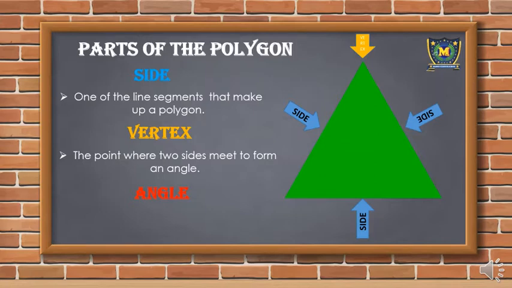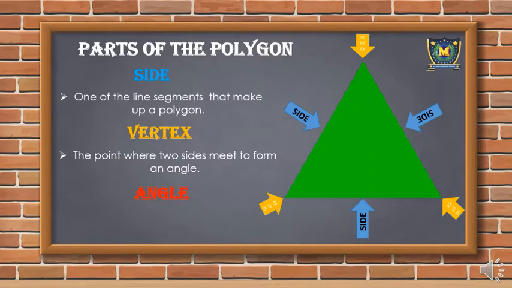And now let's count how many vertices an equilateral triangle has. It has 1, 2, 3. So, kada magmet ang mga lines, maka-form gina siya og vertex. Okay, and we can say that an equilateral triangle has 3 vertices.